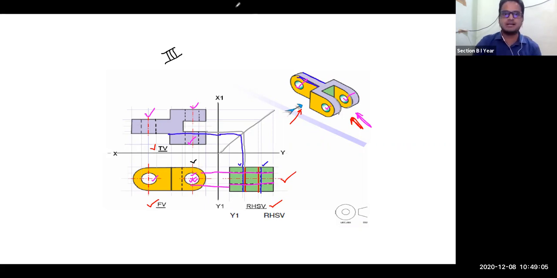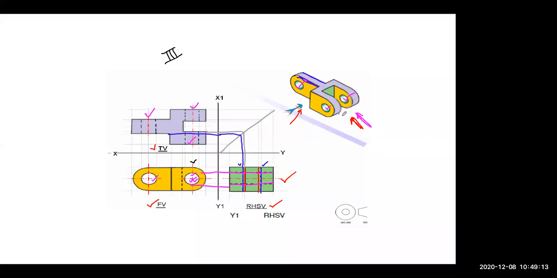If it is clear to all of you, please type in the chat box, clear sir. If anybody has any doubt regarding any lines, you can ask me. Sir, how to represent the front hole in the right hand side view?